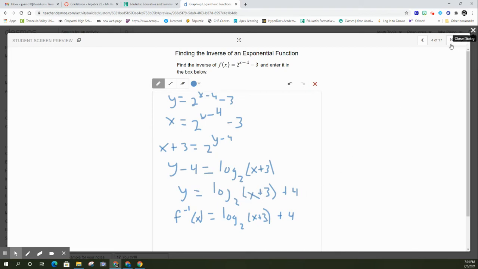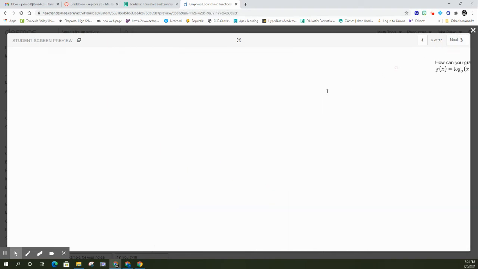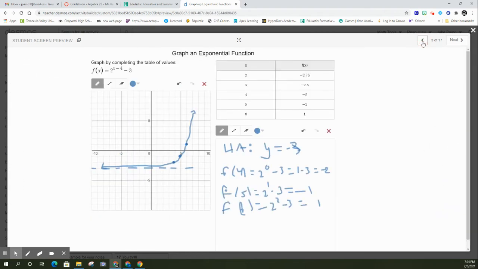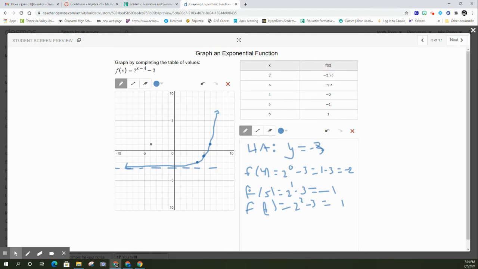So if I ask you to graph that same problem, what ideas do you guys have? What can I do to graph this? Well, what do we know? We know it's the inverse of this function. So could we reflect it over the line y equals x and then graph it? Would that be a valid way? It would be. Could we take this table of values right here and just flip it?